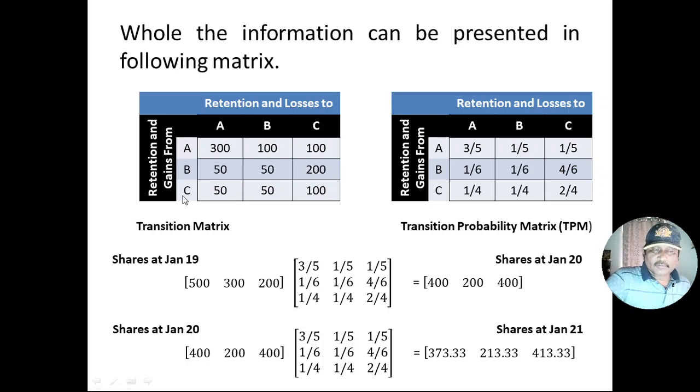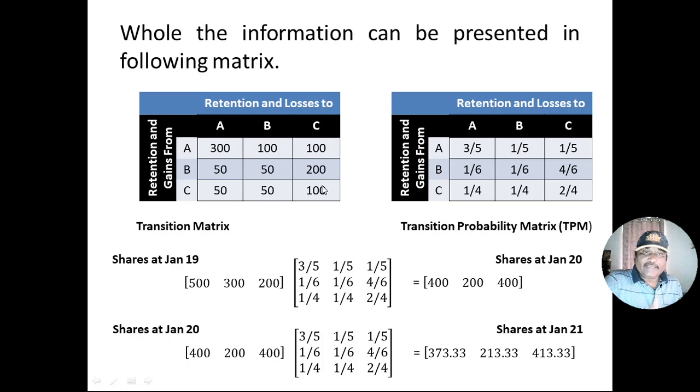Now company C was having 200 customers. Now, what happened with the 200 customers? 50 lost to A, 50 lost to B, and total loss is 100. That means 100 is retained by company C.